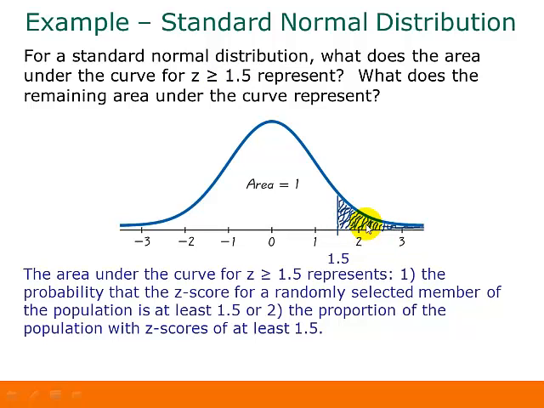So this area that we've got shaded represents the probability that the z-score for a randomly selected member of the population is at least 1.5, or another way to think of it is it's the proportion of the population with z-scores of at least 1.5.